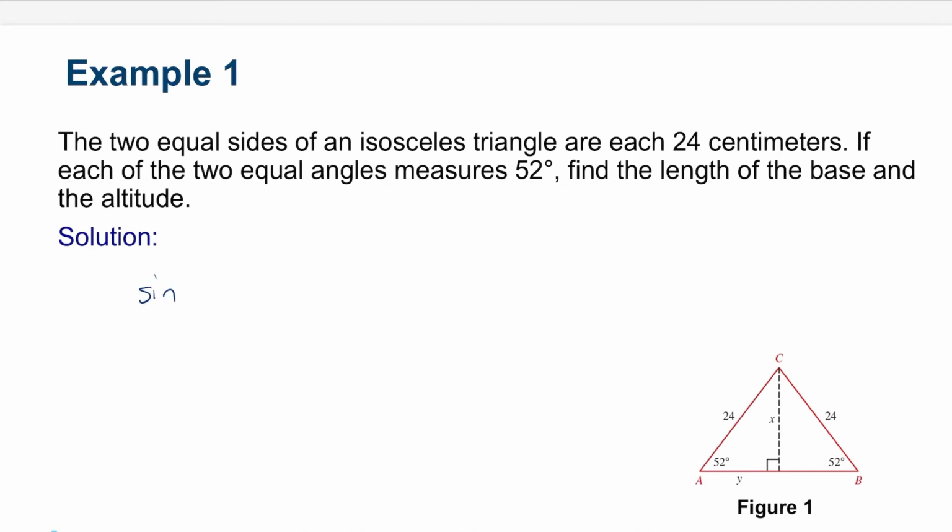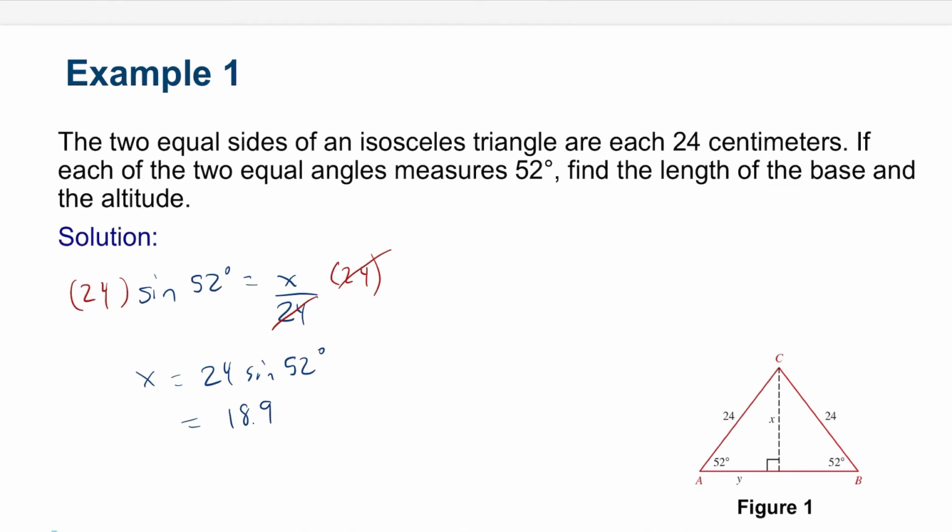Sine of 52 degrees is opposite over hypotenuse. And now if we multiply both sides by 24, that will isolate x. X will equal 24 times the sine of 52 degrees, which is, I'm getting 18.9. If we round to one decimal place, 18.9, that would be our x.